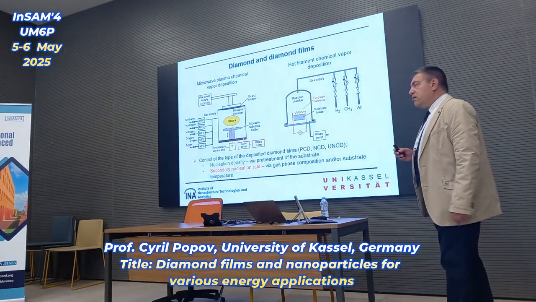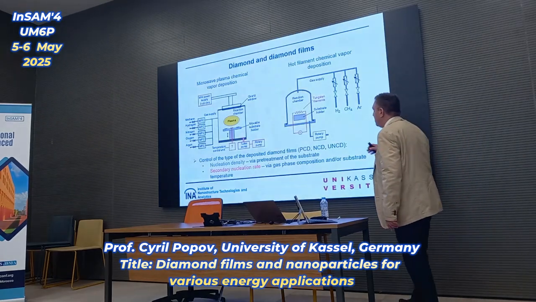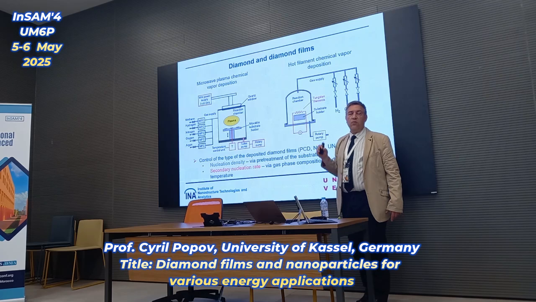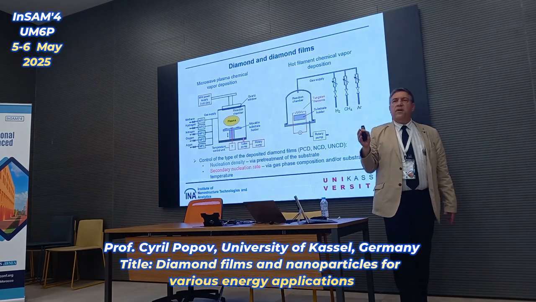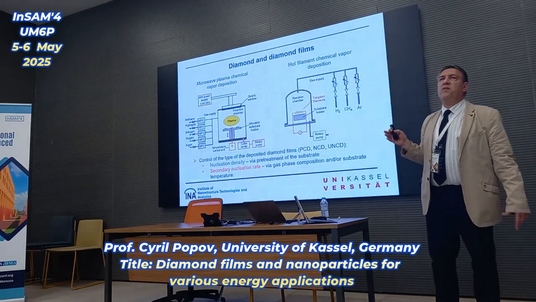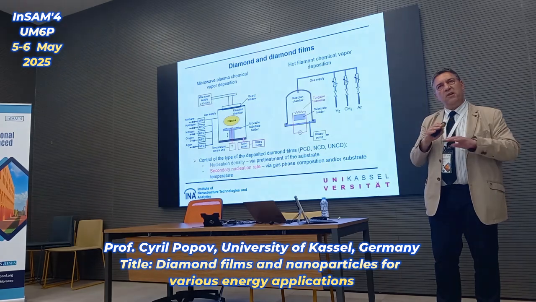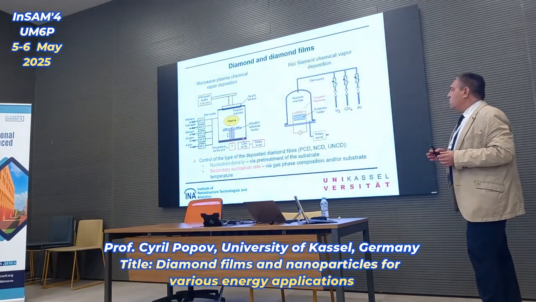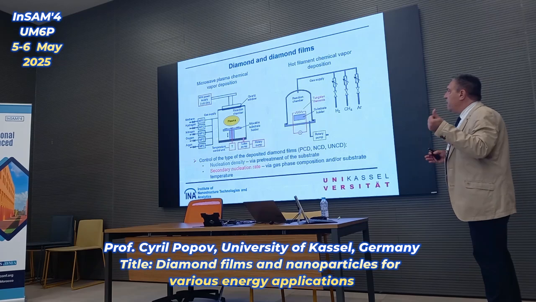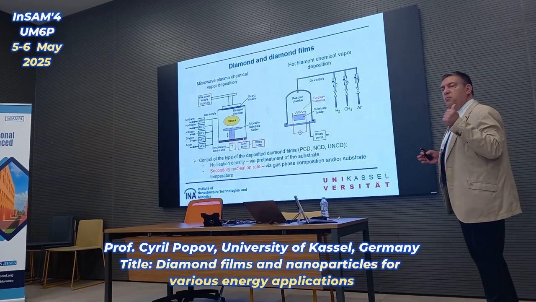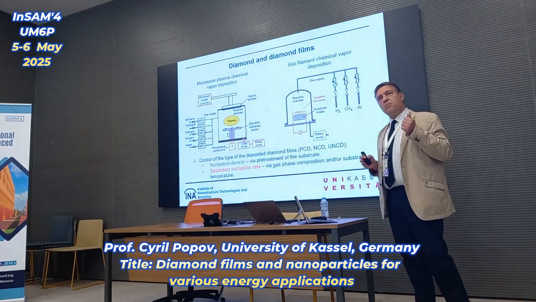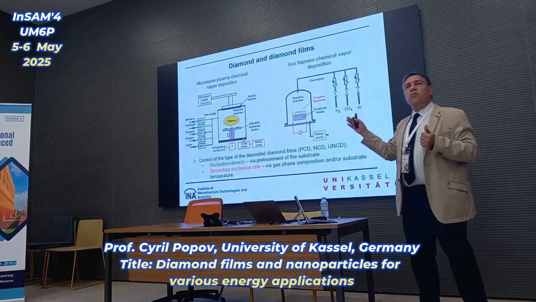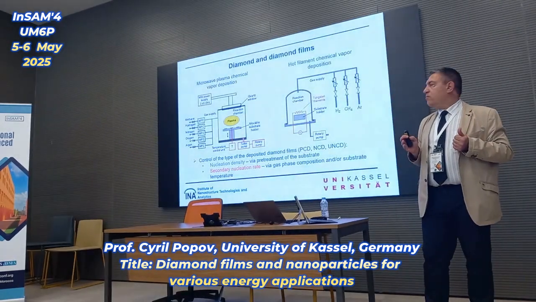What else do we need? We need our substrates, which are placed on the holder. This holder is heated, as I already told you. Above 850 is a very good temperature to obtain really perfect diamond, but it can go down also. And on these substrate holders, you place the substrates. And these substrates have to be prepared. I will show you now how.